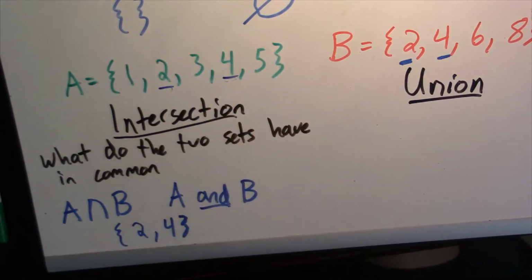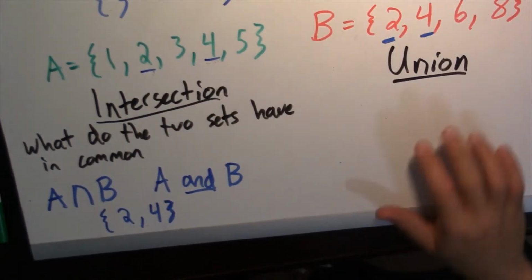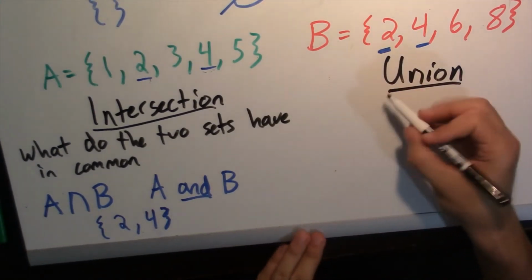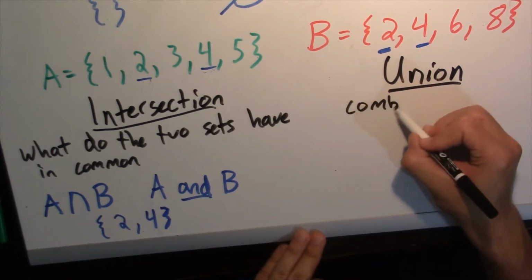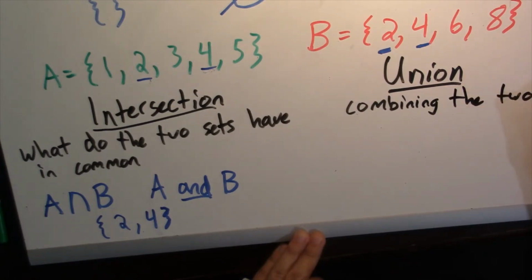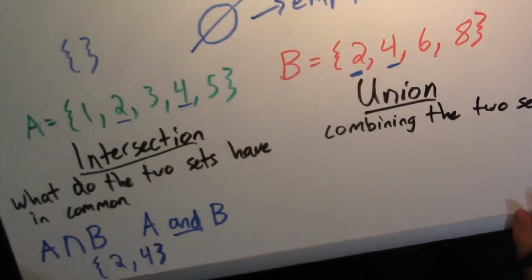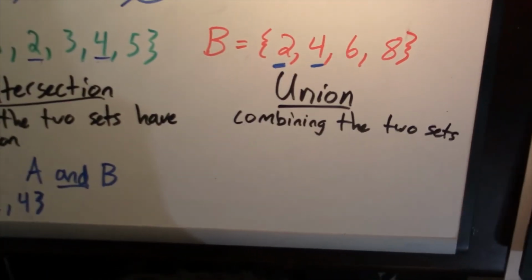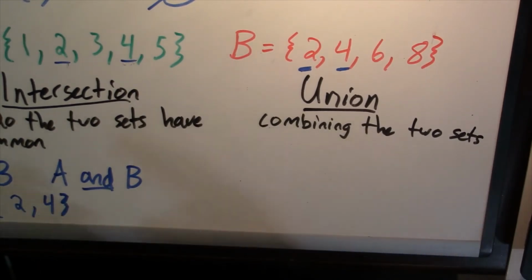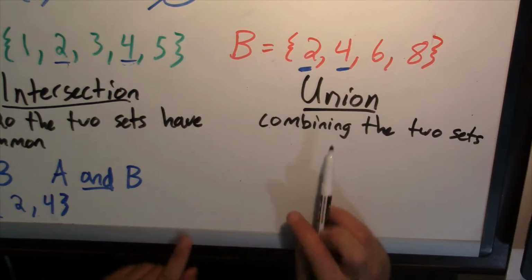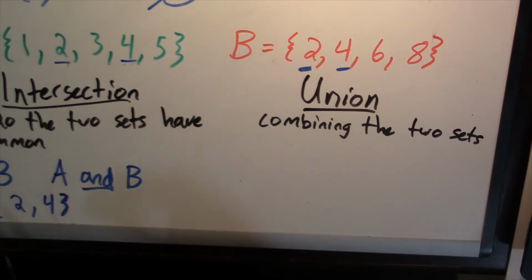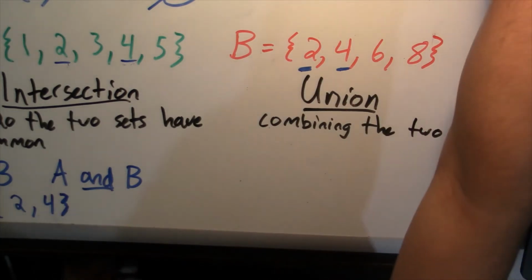of A and B. The other operation that we have is called union. A union is basically combining the two sets. Just like if you have a union of two things, you're putting them together, you're uniting them together. So a union is a combining of the two sets. The way that we write this is, let me grab another color.